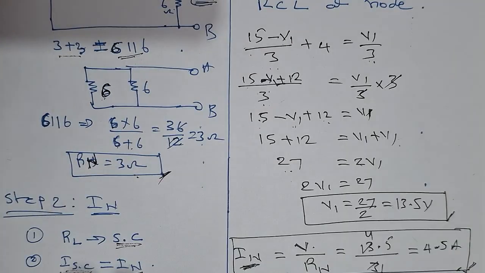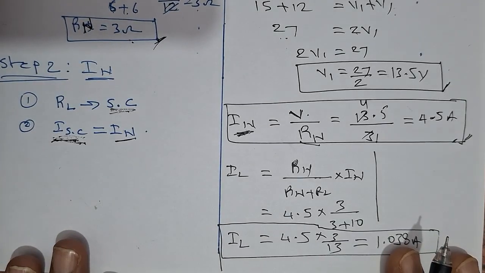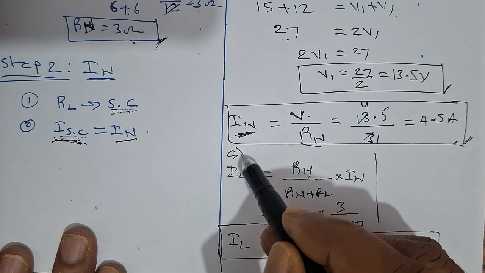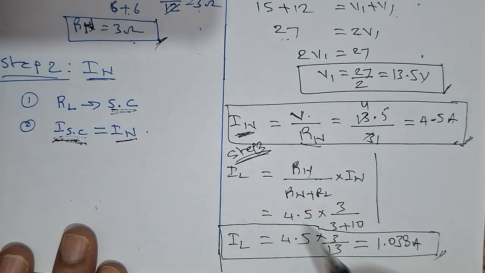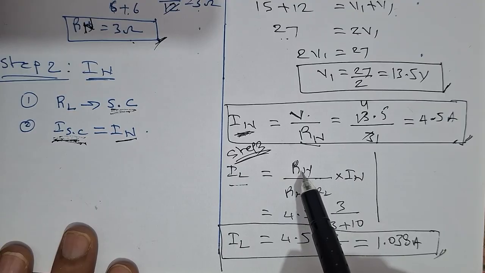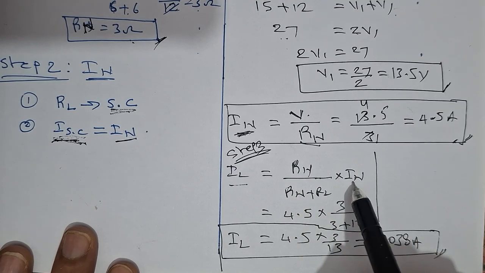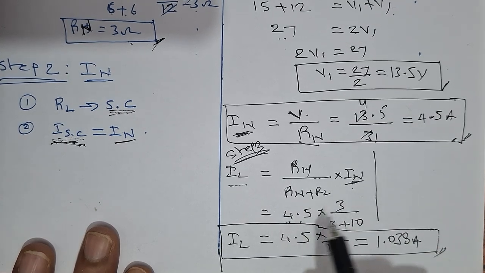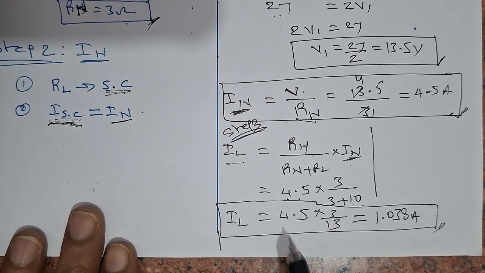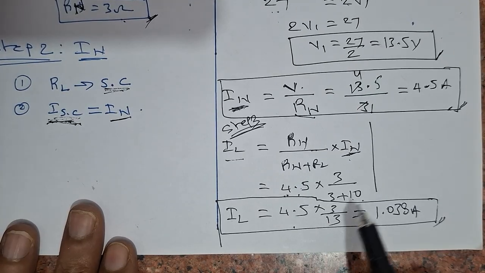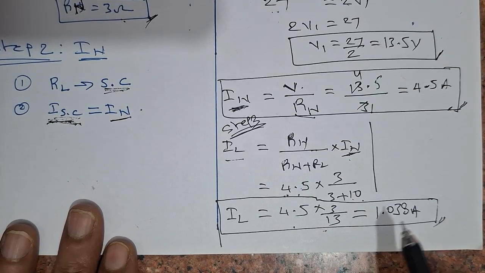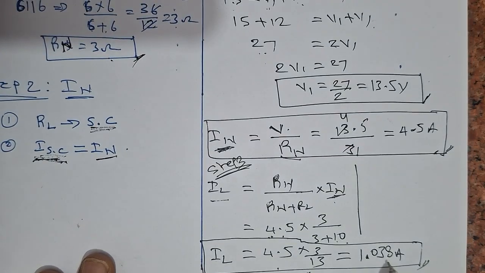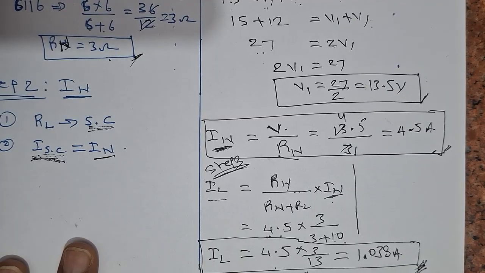So we can apply this in step 3, finding the load current. The load current is equal to the opposite resistance divided by the total resistance, times the total current. This is IN, written here as 4.5, times 3 by 3 plus 10. So 4.5 into 3 by 13 will become 1.038 amperes. This is the load current.